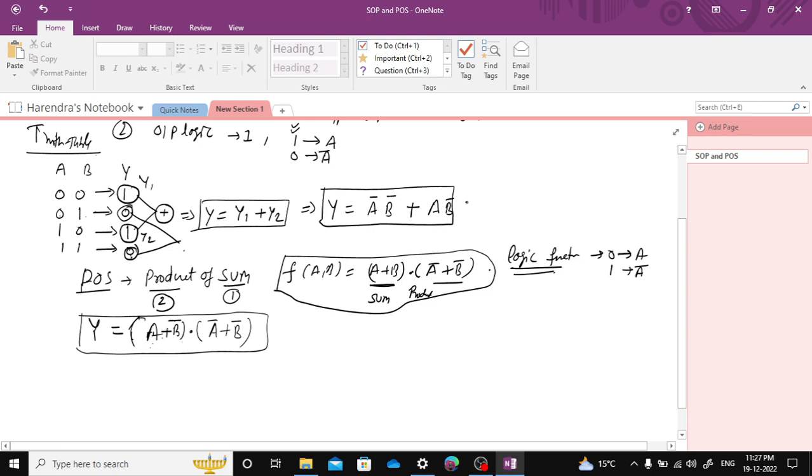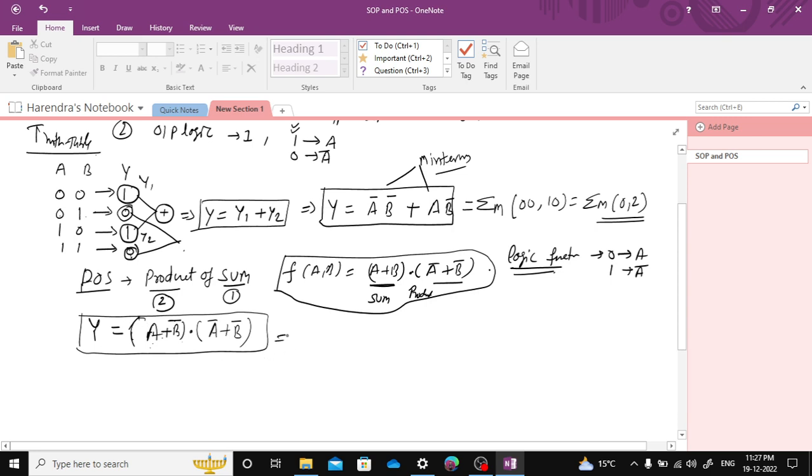This expression is further converted like this: summation m. Summation m is the sum of these two terms, and these two terms are also known as min terms. So SOP is the sum of min terms. So you have to convert like this. It is 0 0, comma 1 0, and you have to write down the decimal values. This is 0 comma 2.